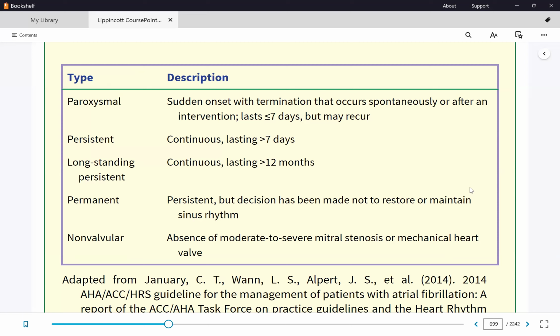So, like, would someone, instead of, let's say, being put on warfarin, would it be recommended to them to just take aspirin daily?